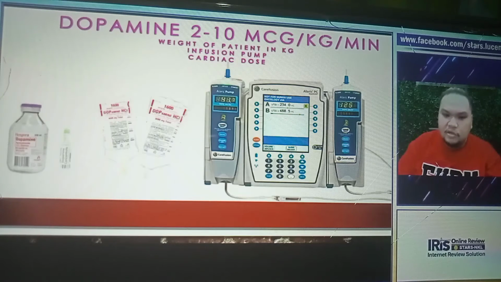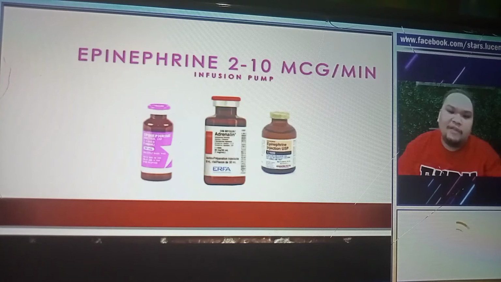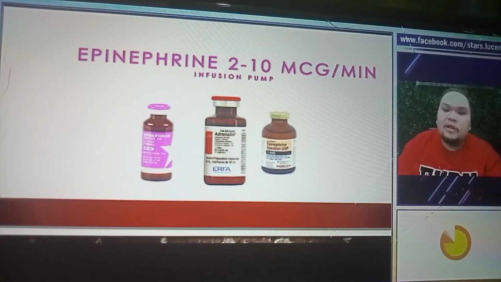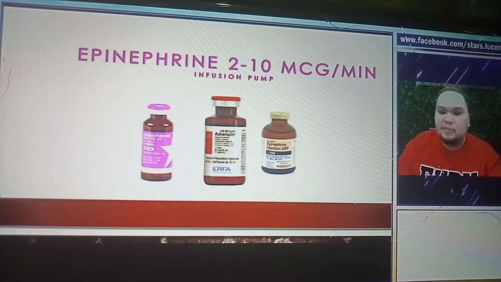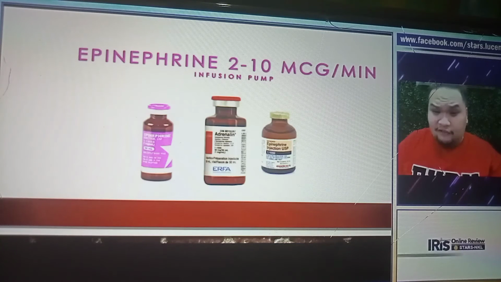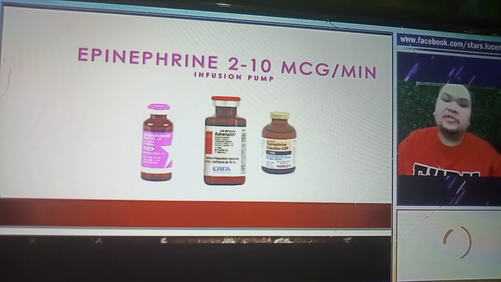Then after which, you can now give your last letter, letter E, epinephrine, 2 to 10 microgram per minute. If you're going to notice, we will not consider the weight of the patient here. Epinephrine is given at 2 to 10 microgram per minute. Here in the Philippines, we always begin your epinephrine at 4 microgram per minute, and you're going to actually dilute this epinephrine in your D5 water solution.